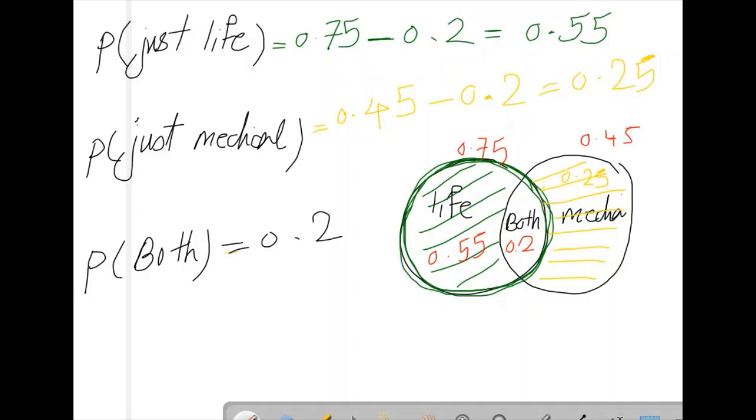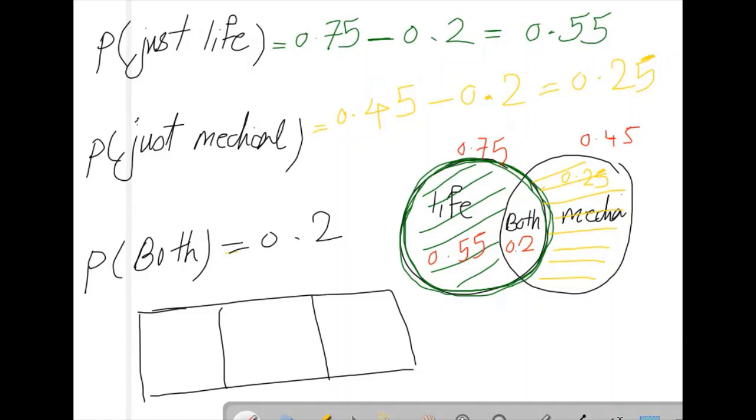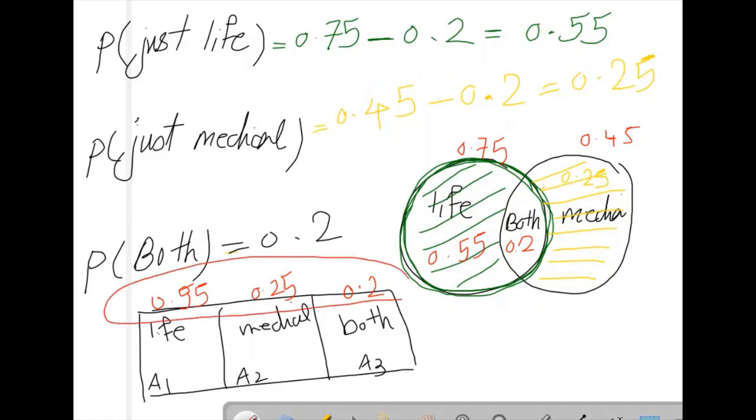Now we have three mutually exclusive and exhaustive events. Now we can write it. We have, for example, A1, A2, A3: the life, medical, and both. So now here is 0.2, 0.25 and 0.55. So you can see that it is 1 in total.